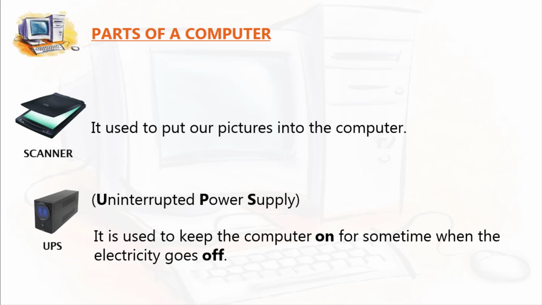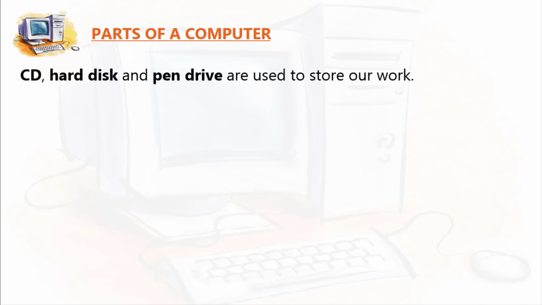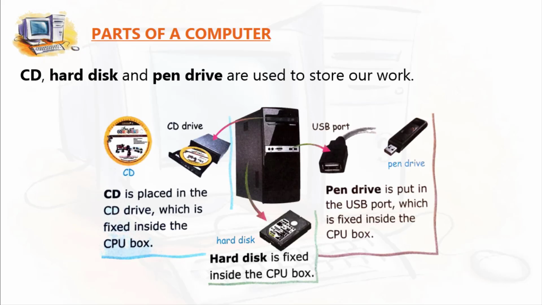We are all aware that a computer works on electricity. After the power goes off, we can use the computer system by using this UPS, that is uninterrupted power supply. The other parts of the computer system are the CD, hard disk and the pen drive, which are used to store our work. As you can see in the picture, the CD is placed in the CD drive, which is fixed inside the CPU box.